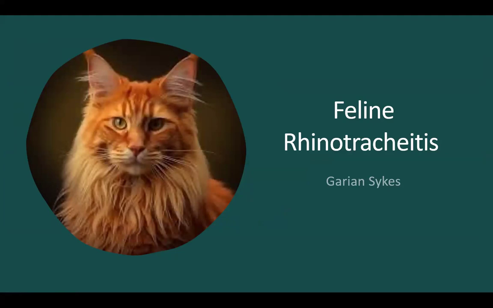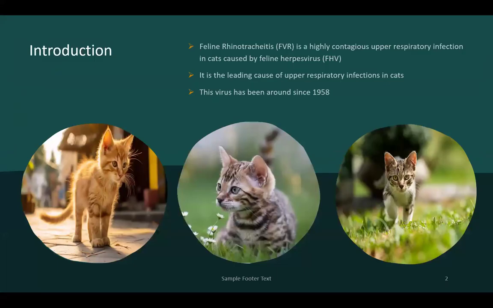Okay, so I have feline rhinotracheitis because I have a devil child at home. So feline rhinotracheitis, also known as FER, is a highly contagious upper respiratory infection in cats caused by feline herpes virus, which also my demon child has. It is the leading cause of upper respiratory infections in cats. This virus has been around since 1958.